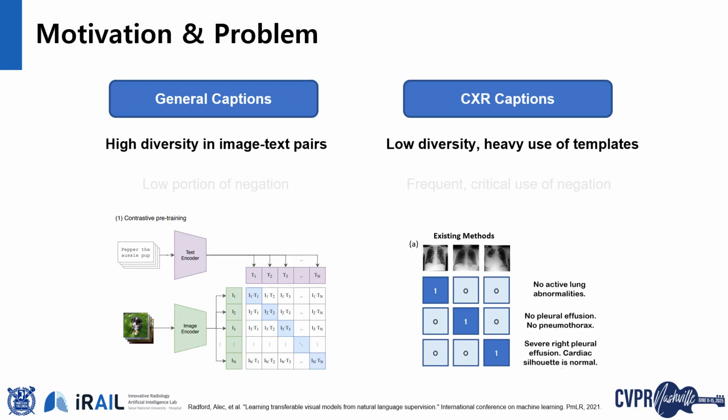In CLIP, each image report pair is positive, and others are treated as negatives. But in medical data, many reports are clinically identical, so this creates false negatives and confuses the model, making it harder to learn the true clinical meaning.